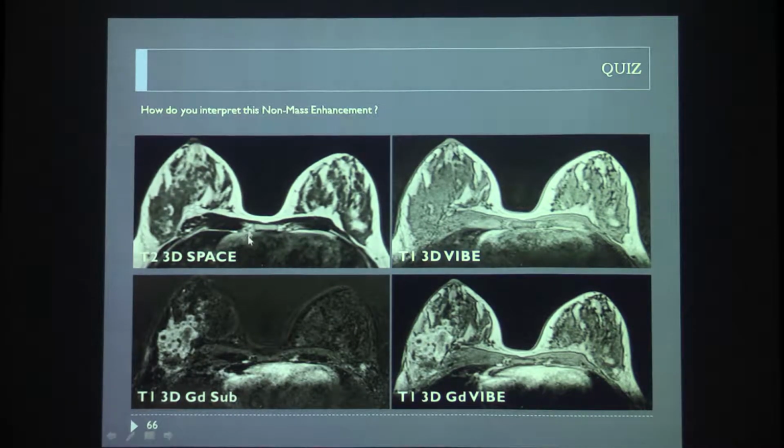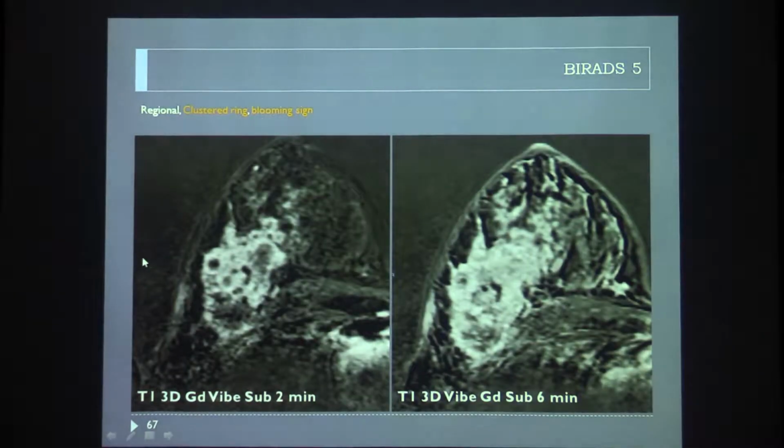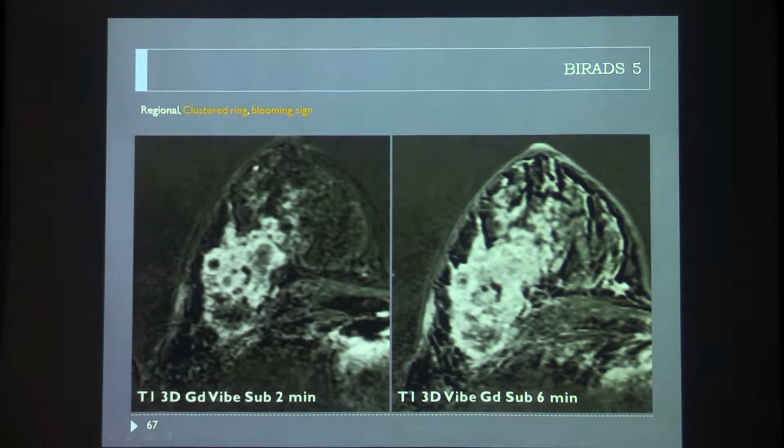And the last example here, how do you interpret that? So this is not oriented to the nipple, so this is a regional enhancement, and you have this typical example of clustered ring. So you can see this is some small ring here, and in this example I can show you another sign. This is a blooming sign. As you can see at 2 minutes the lesion measures, I don't know, maybe something like 4 centimeters, and after the lesion looks larger, bigger. So the lesion didn't change, but this is this blooming sign which makes the lesion bigger on the late acquisition.